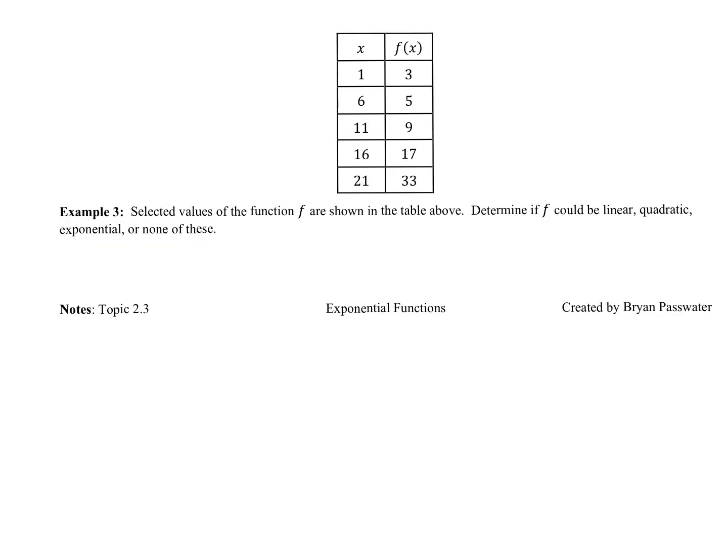Robert's going to read. Here we go. Example 3. Selected values of the function f are shown in the table above. Determine if f could be linear, quadratic, exponential, or none of these. All right. Beautiful. Let's look at our input values. What do we know about our input values? 1, 6, 11, 16, 21. They're all going up by 5. And so they're equal inputs.